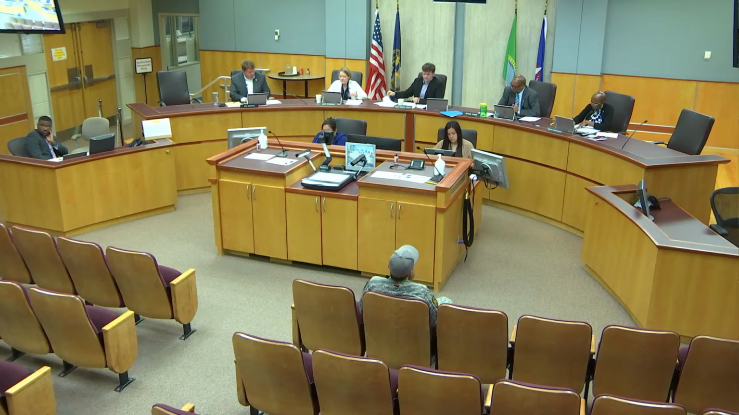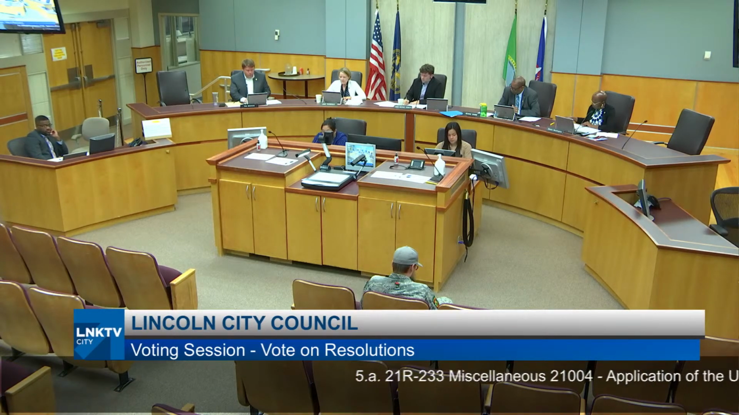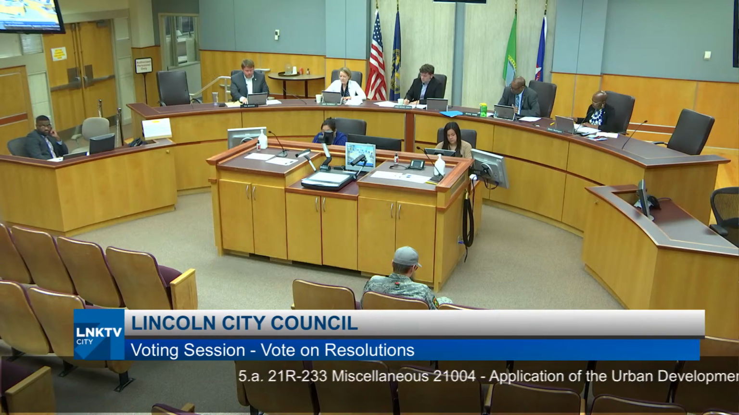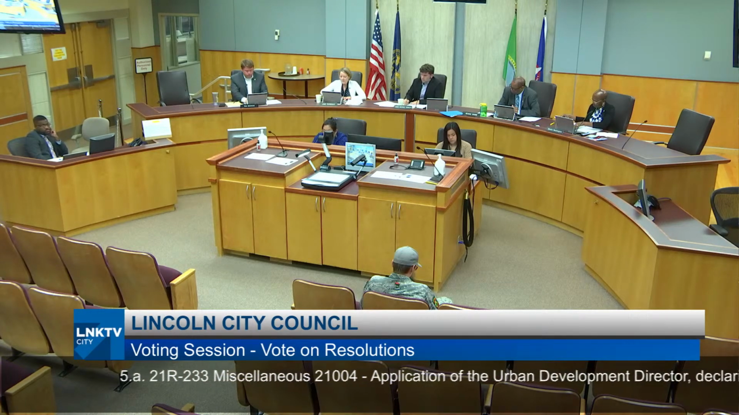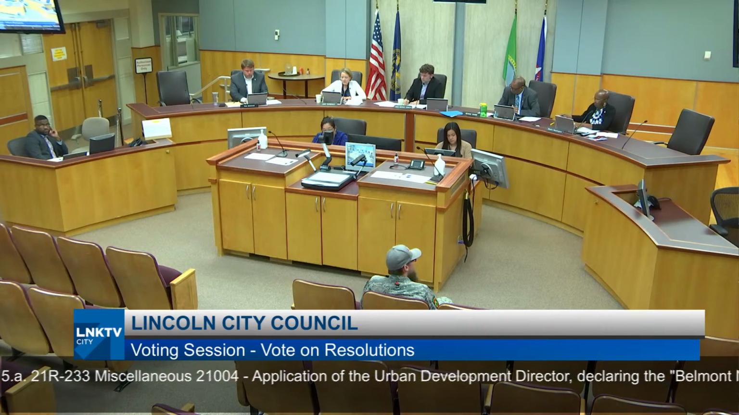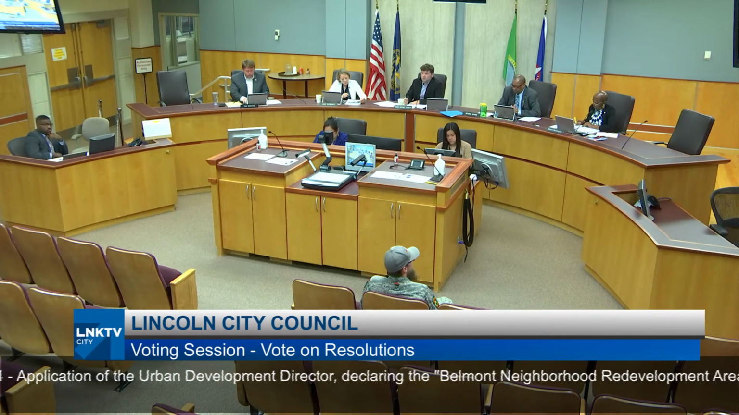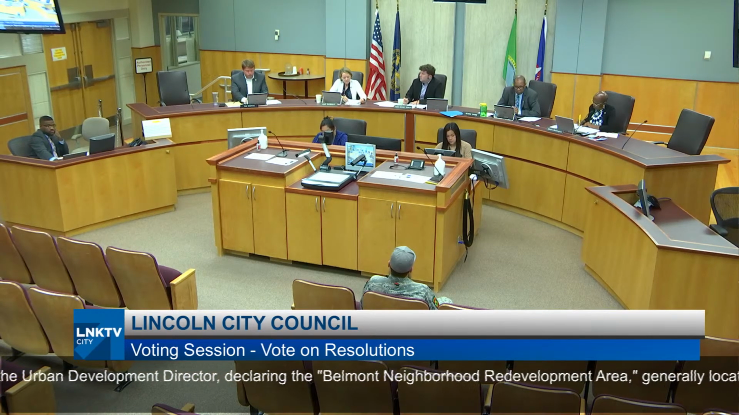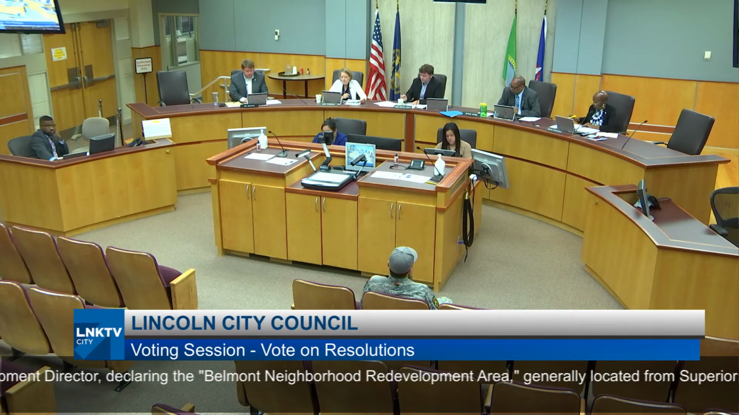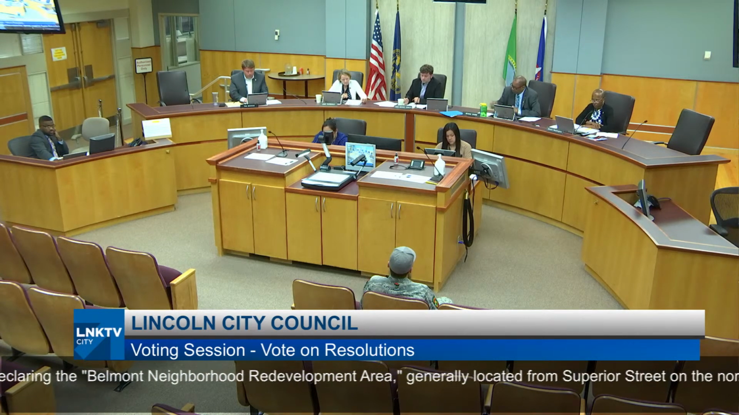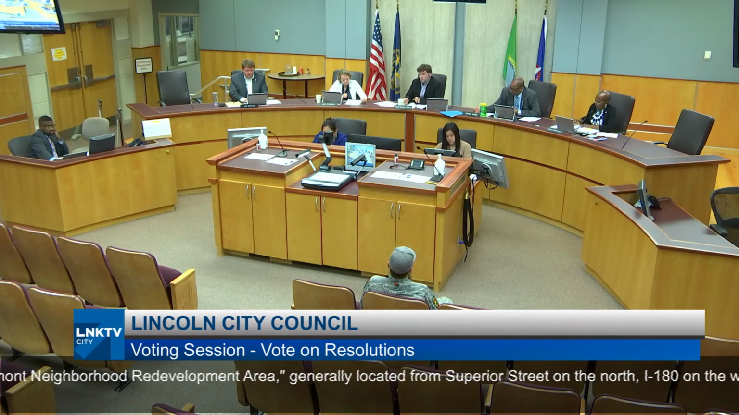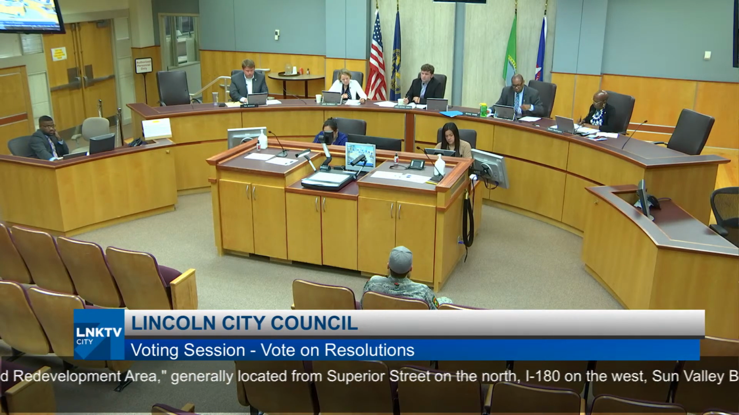Item 5A is Miscellaneous 21004, application of the Urban Development Director declaring the Belmont Neighborhood Redevelopment Area, generally located from Superior Street on the north, I-180 on the west, Sun Valley Boulevard and Cornhusker Highway on the south, and North 27th Street on the east, as blighted and substandard, introduced by Raybold. So moved. Second. Moved and seconded by Councilman Shob. Any discussion? Seeing none, may we please call roll? Raybold? Yes. Shob? Yes. Washington? Yes. Beckius? Yes. Bowers? Yes. Motion carried 5-0.